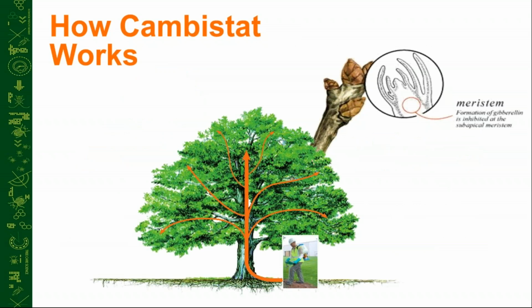And I mentioned how Cambistat works. As I mentioned earlier, it's a soil applied product. And what makes it a really useful tool, being soil applied, is that it is truly systemic. It is going to be applied to the mineral soil, taken up by the root system, and then distributed by the plant to all the actively growing tissues. So it'll end up primarily at the apical meristem, right at the very top where the branches are elongating and there's active cell division. That is where it's going to primarily end up, and it's going to be inhibiting gibberellic acid.